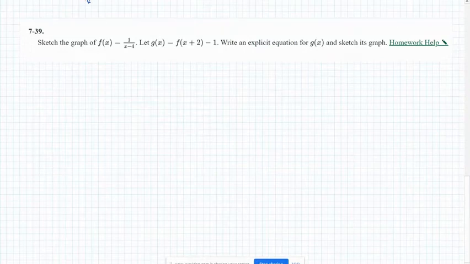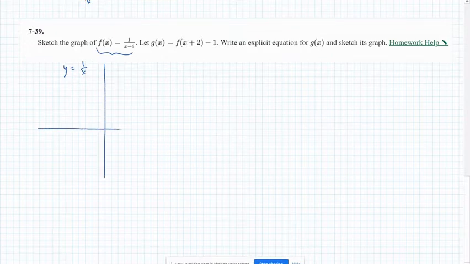First, let's take a look at how we would graph f of x equals 1 over x minus 4. If we think back to the parent graph, y equals 1 over x, we graphed that a few chapters back. It may have been a while since you graphed that one, but it's 1 over x goes through (1, 1), (2, 1/2), and (1/2, 2), and has asymptotes at both axes.